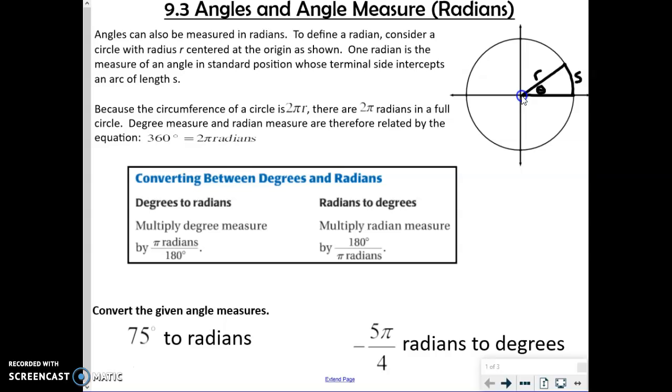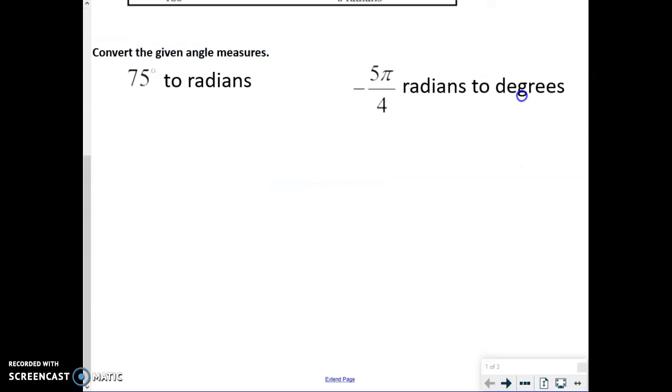So for us to convert back and forth between these two, I've given you two simple ratios to use. If you're going from degrees to radians, you multiply your degree measure by pi radians over 180 degrees, and conversely, if you're going from radians to degrees, you multiply by the ratio of 180 degrees over pi radians. I have a couple examples down here for us to take a look at.